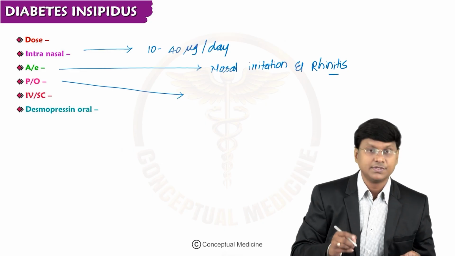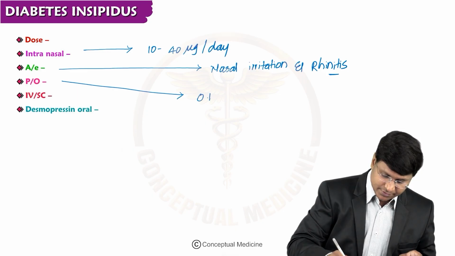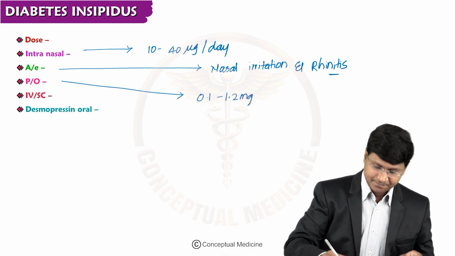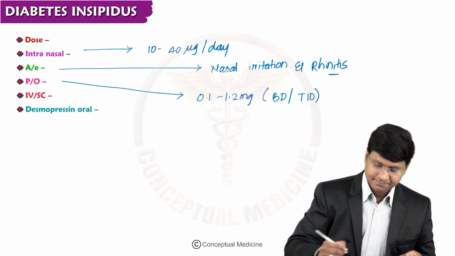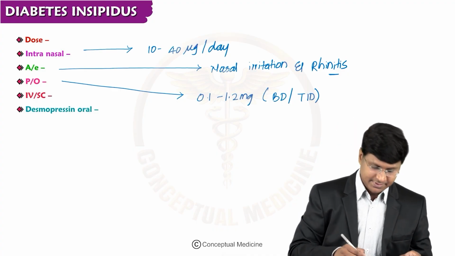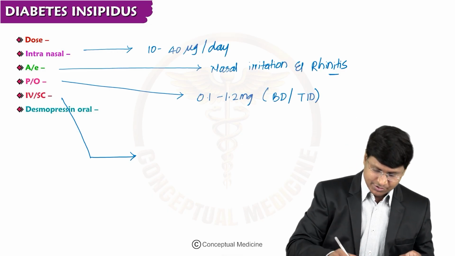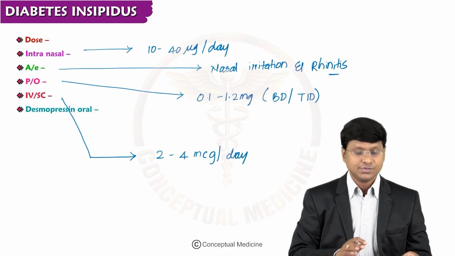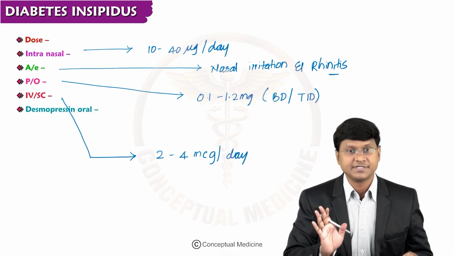Per oral route, the dosage is 0.1 to 1.2 milligrams, given twice daily or thrice daily. For the intravenous or subcutaneous route, the dosage is 2 to 4 micrograms per day. So these are the various routes and the respective doses given in the treatment of diabetes insipidus.